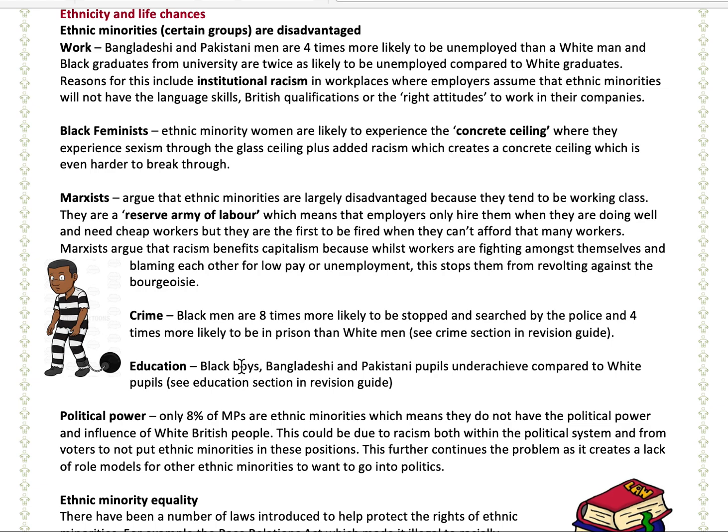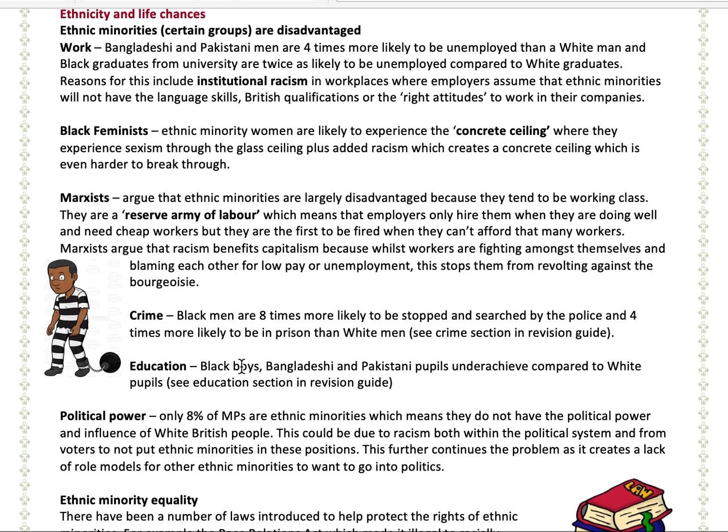Ethnicity and life chances. So obviously here be specific about which ethnic groups you're talking about. In terms of unemployment, Bangladeshi and Pakistani men are the most likely to be unemployed. And you can refer to the idea of institutional racism, so when the practices of an institution or an organisation disadvantage a specific ethnic group. Black feminists talk about the concrete ceiling, the added layer to the glass ceiling, which is the combination of sexism and also racism, and that particularly affects black women.